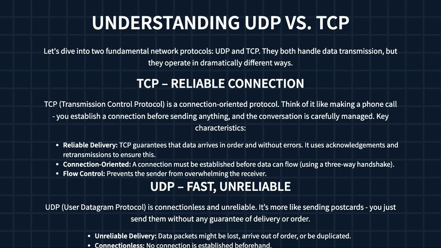Okay, let's talk about UDP versus TCP. TCP is like a carefully orchestrated phone call. It makes sure everything arrives perfectly and in the right order, but it takes longer because of all that checking. It's connection-oriented, meaning you have to establish a link first. UDP, on the other hand, is more like sending postcards. It's quicker because there's less overhead, but you don't know if they'll arrive, or in what order. Both are important for different types of applications. TCP for things where data integrity is crucial, and UDP for those needing speed.